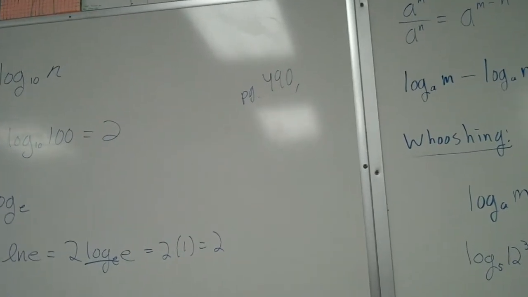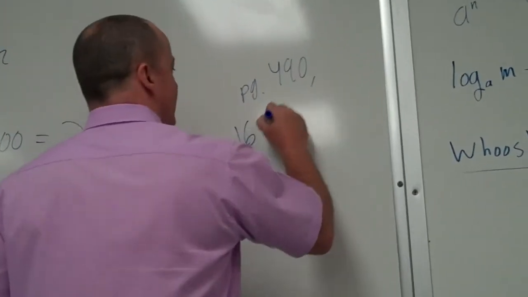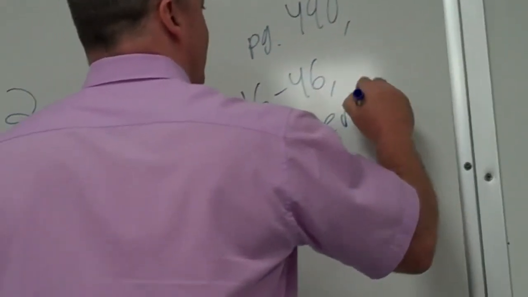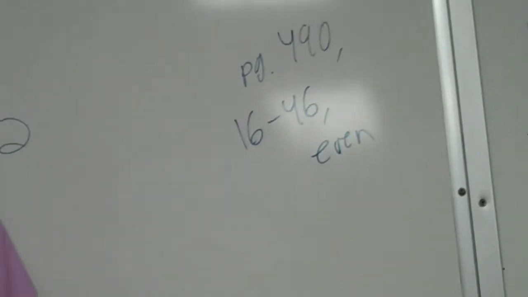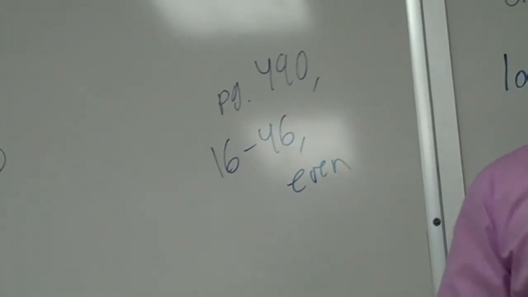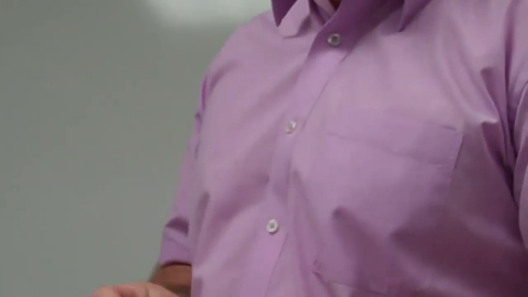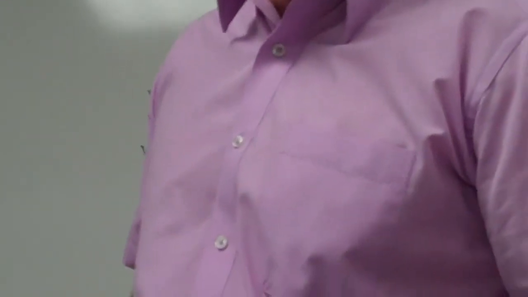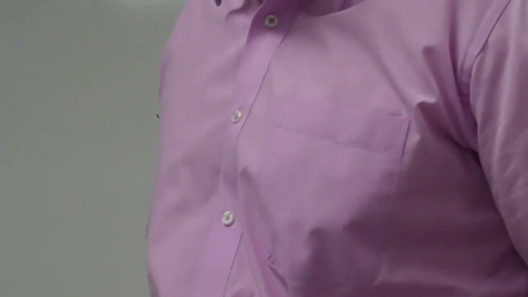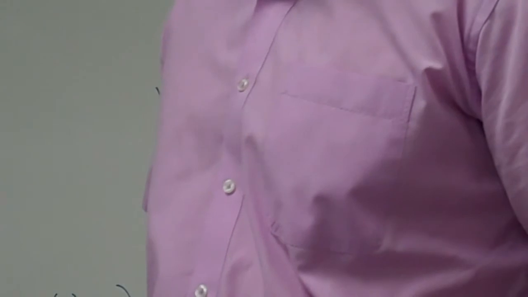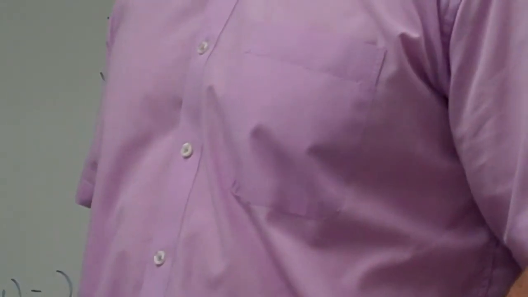16 to 46 even. The last 6 of them are just using your calculator, and all of those are either base 10 or natural log. Before that, you're supposed to evaluate without a calculator. How are you supposed to do that? Well, for one thing, the bases are different.